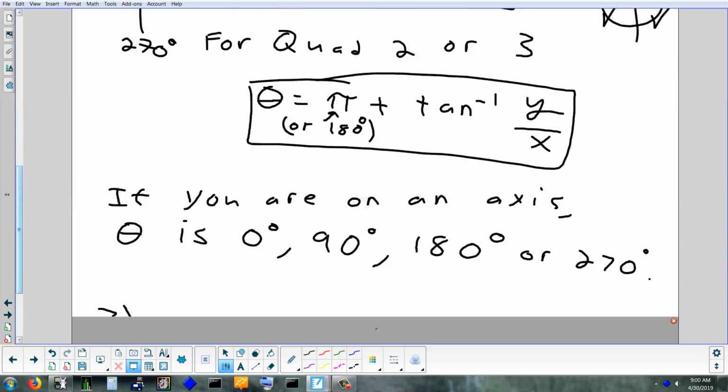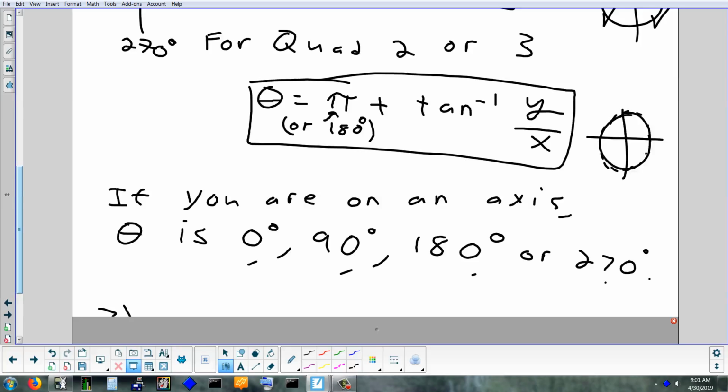Now, how can you quickly tell looking at a coordinate that it's on an axis versus in a quadrant? Either the x or y is 0. If you're on an axis, either the x or the y is a 0. So if you've got a coordinate with a 0 in it somewhere, your answer is one of those numbers. You would never have both the x and the y 0, because usually we're on this circle somewhere, not in the middle of it.